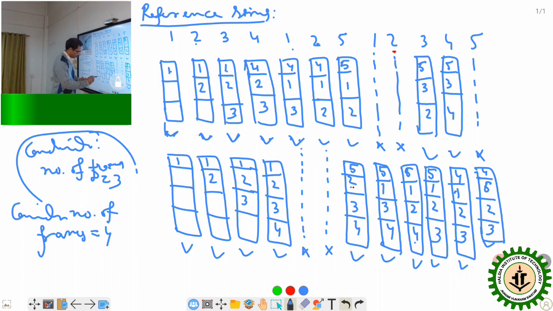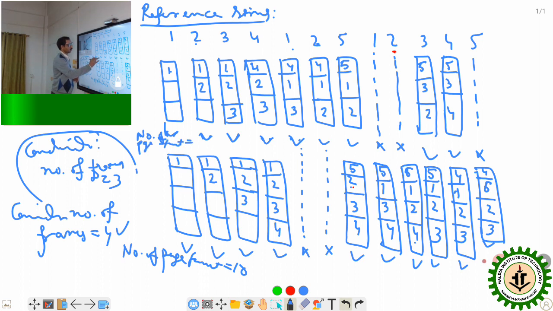See, count 1, 2, 3, 4, 5, 6, 7, 8, 9, 10. So if we increase the number of frames from 3 to 4, then the number of page faults equals 10, and in the earlier case the number of page faults equals 9. So our expectation does not meet.